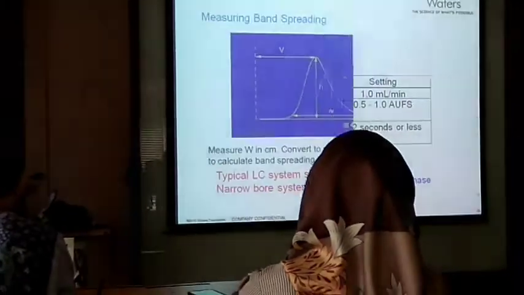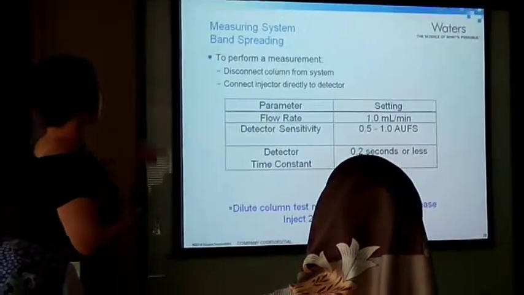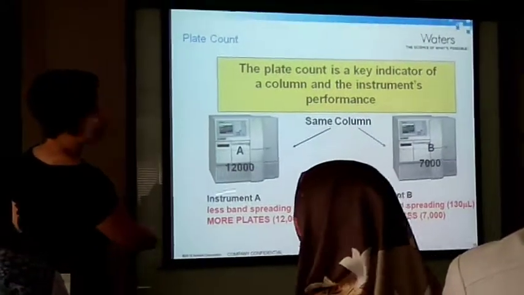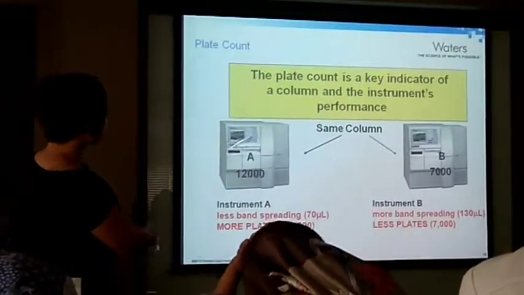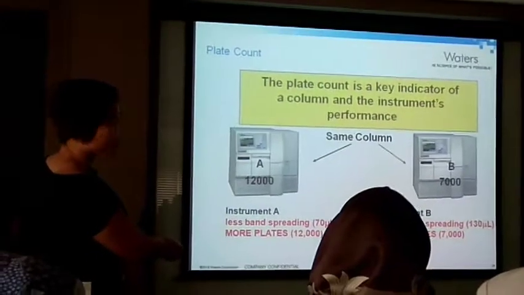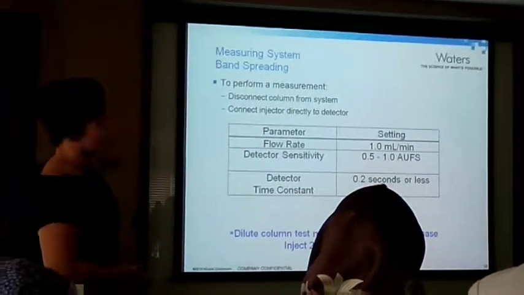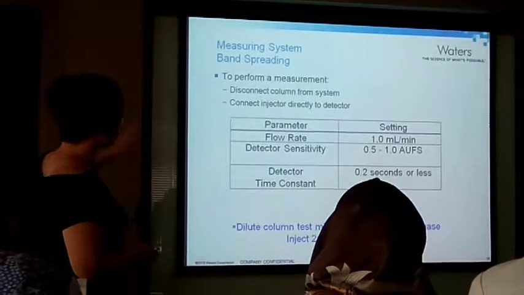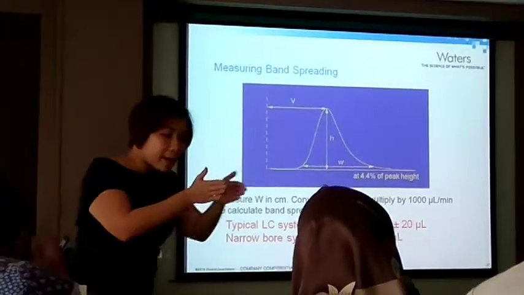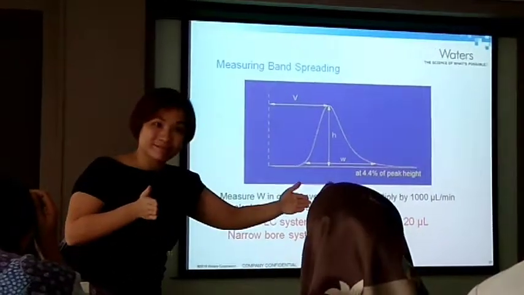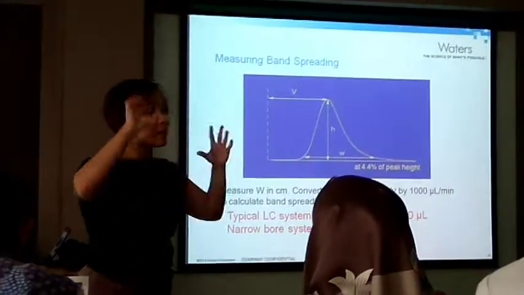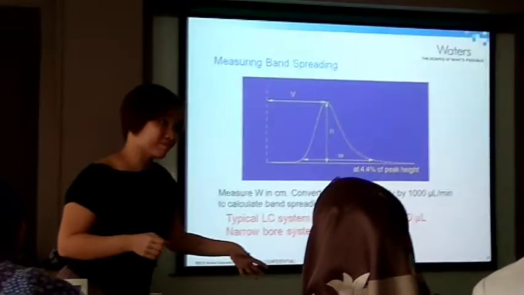So there's a way to measure band spread. We call this parameter band spreading. Some systems have a bigger band spread volume than other systems. There's a way to measure band spread, and I'm not going into detail. This is to measure how wide the peak has broadened. The wider the peak broadens, the bigger the band spread of the system.